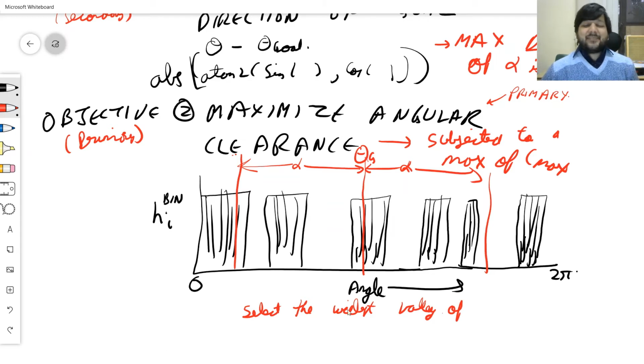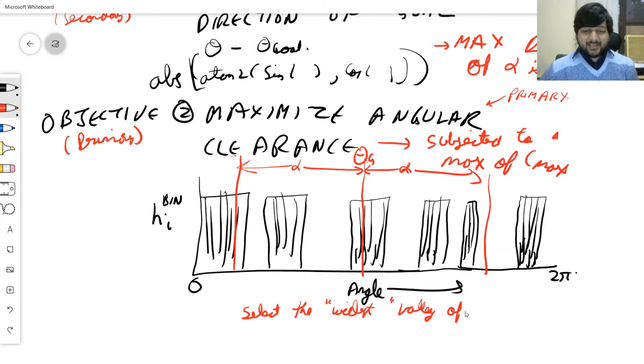And when I select the widest valley, I need to make sure that I have applied a constraint of Cmax over here. So I need to only select the widest valley till it is within 2 Cmax distance, because after that it's wide enough. So I haven't shown Cmax over here. So this is too narrow. This is narrow. This is narrow.